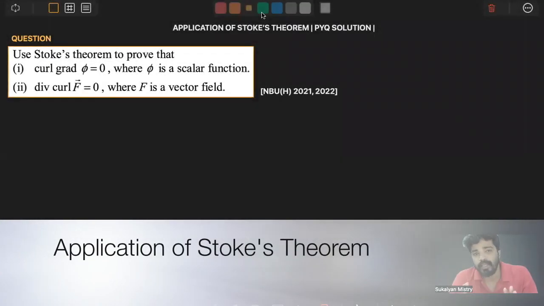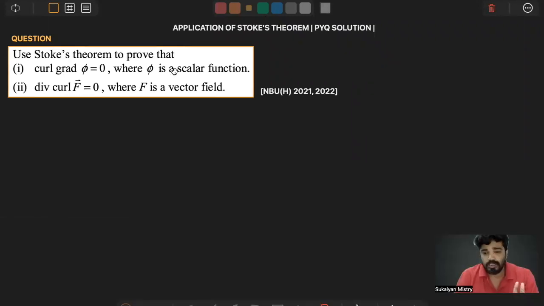Today's topic is application of Stokes theorem. Okay, so basically, আজকে আমরা নর্থ বেঙ্গল ইউনিভার্সিটির previous year question discuss করব. This question asks in North Bengal University 2021 as well as 2022. So it is a very important example.